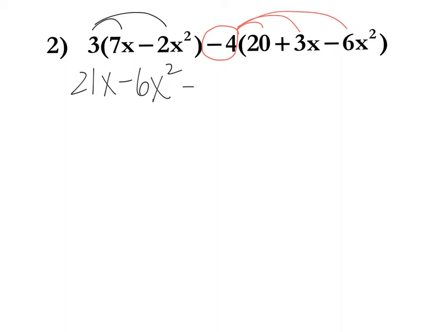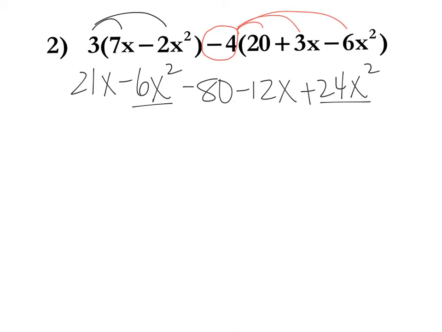-4 times 20 is -80. -4 times 3x is -12x. -4 times -6x squared changes to a positive 24x squared. And from here again, all we're doing is combining like terms. It looks like I can combine these x squared terms, and I can combine these x terms. And typically we write them in descending order.